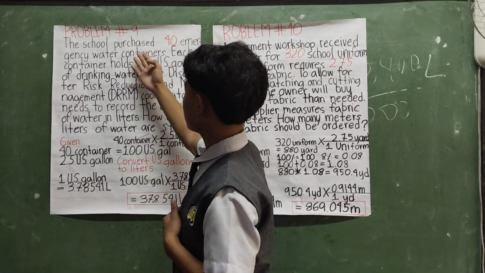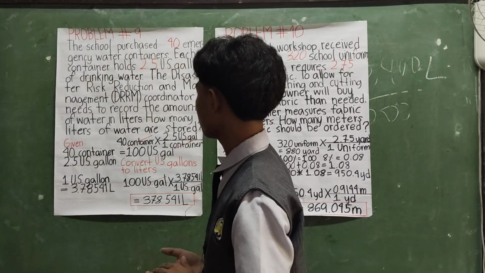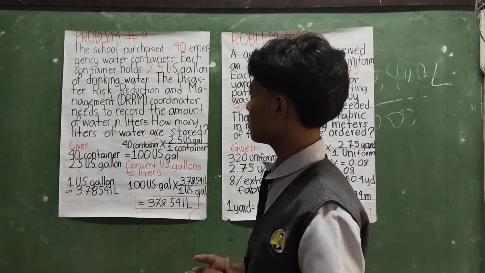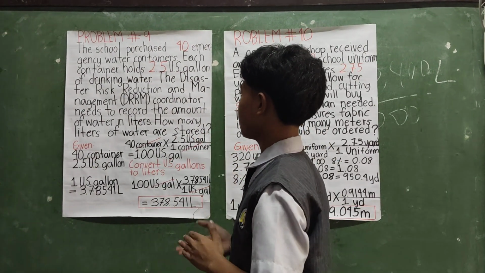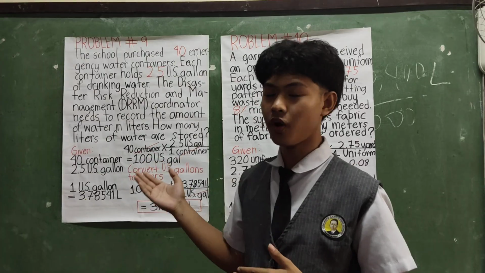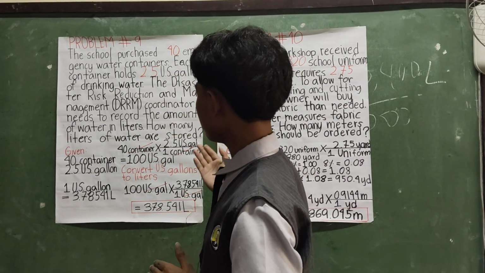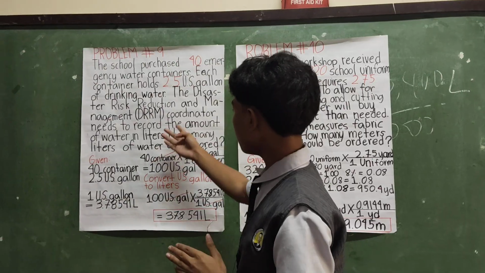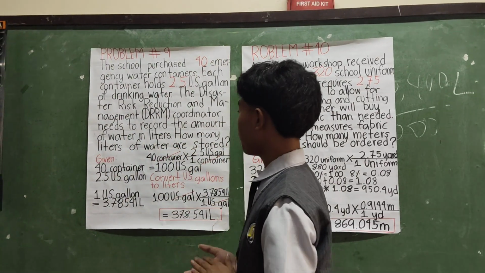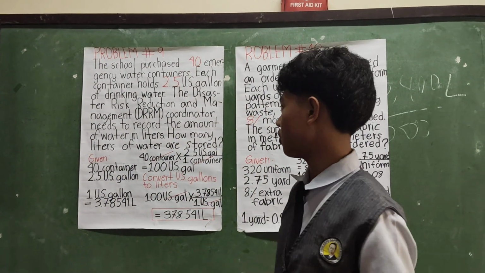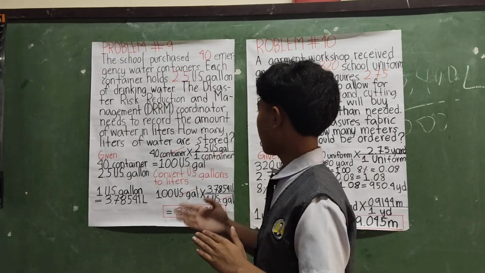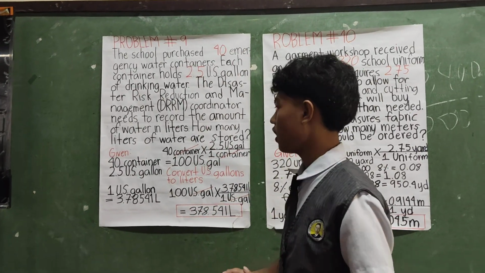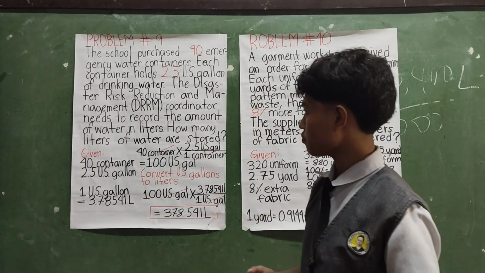The school purchased 40 emergency water containers. Each container holds 2.5 US gallons of drinking water. The Disaster Risk Reduction and Management, or DRRM, coordinator needs to record the amount of water in liters. The question is, how many liters of water are stored?